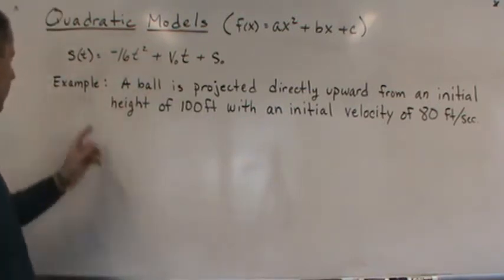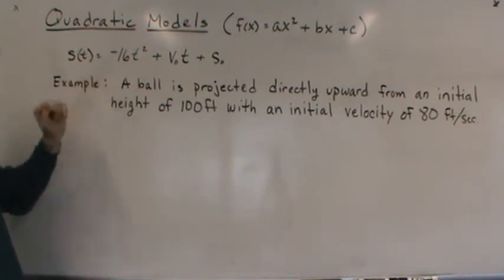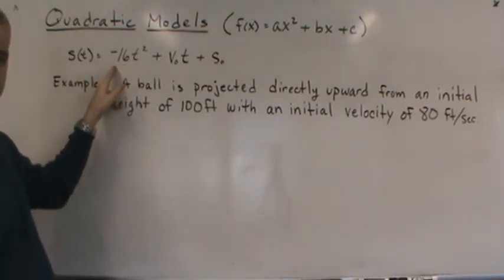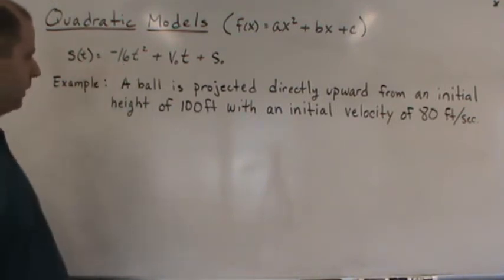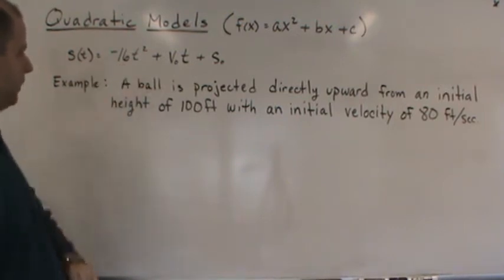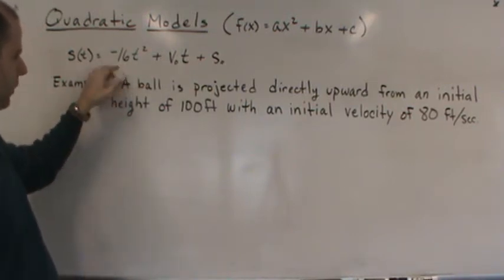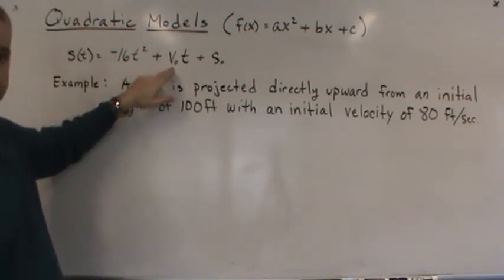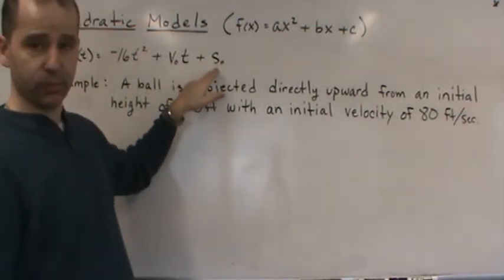Okay, so S of t is the position of the object after time t. This negative 16 is based on the acceleration of gravity, in feet per second squared. Sorry, I first said meters, but this is in feet per second squared. Again, you don't need to know that, but it's negative 16. Plus v sub 0, which is the initial velocity. And this constant is the initial position.